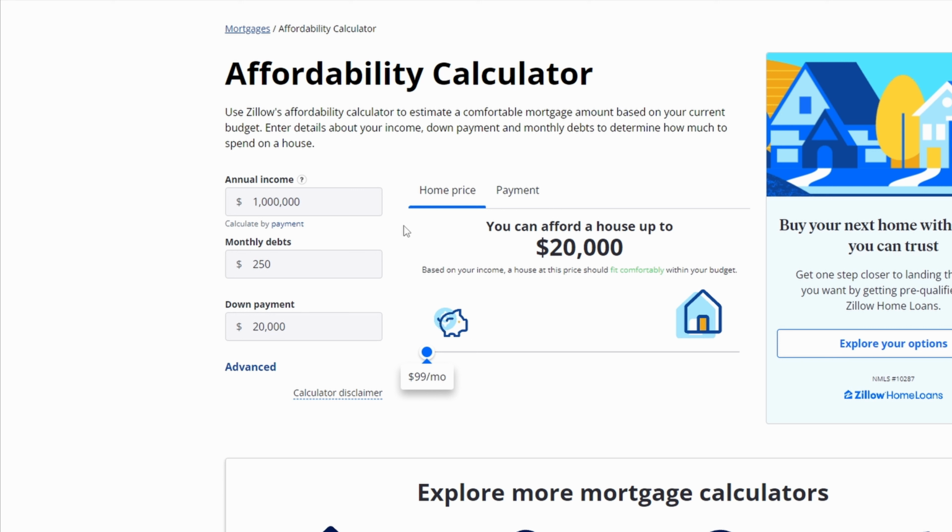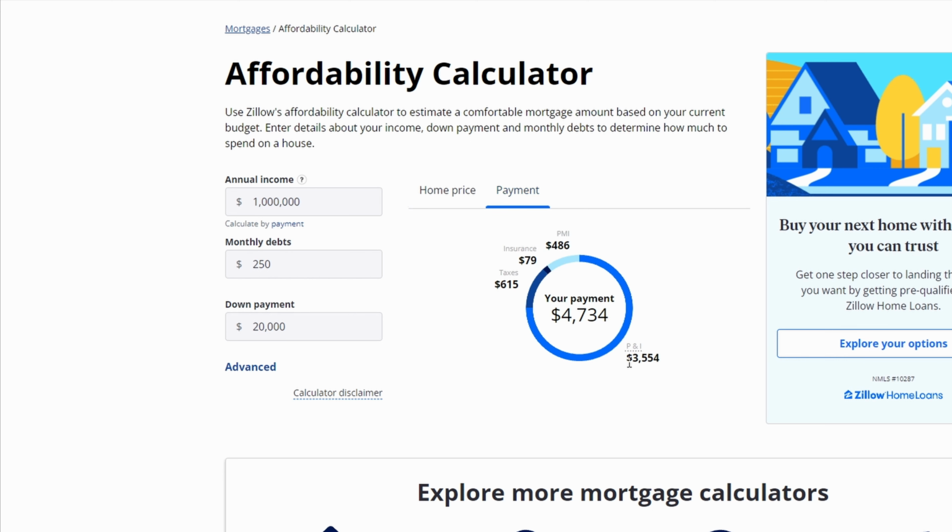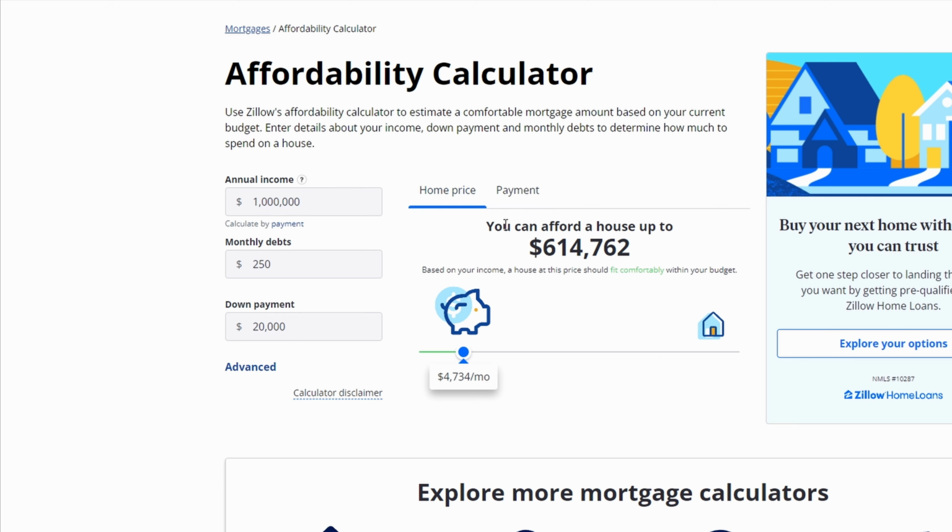So for example, I have $1 million in annual income right here. So this would mean that the person on here is making $1 million a year. If you're going to buy a house that's even $614,000, you are more on the side of the piggy bank than anything because you're going to be comfortable with that. So your payment is going to be looking like this, but if you make $1 million a year, you're going to be making a lot more than that. So it's not affecting it.